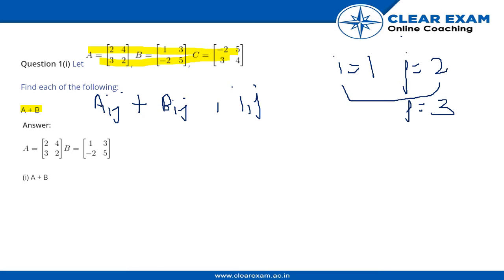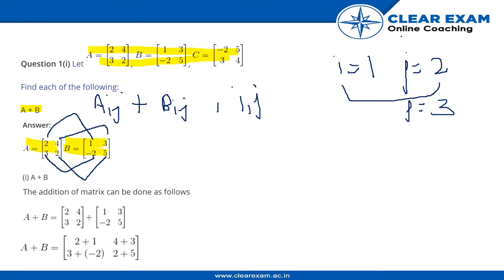So let's do it. We have our first matrix, that is A. Elements are 2, 4, 3, 2, and B is 1, 3, minus 2, 5. So we have to add both the matrices. So we add the corresponding elements. I mean, we add 2 and 1, we add 4 and 3, we add 3 and minus 2, and we add 2 and 5. So let's move to the next step.